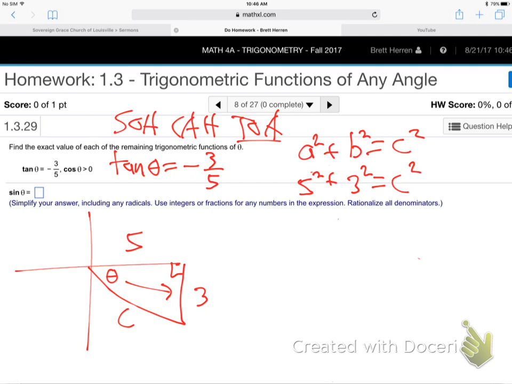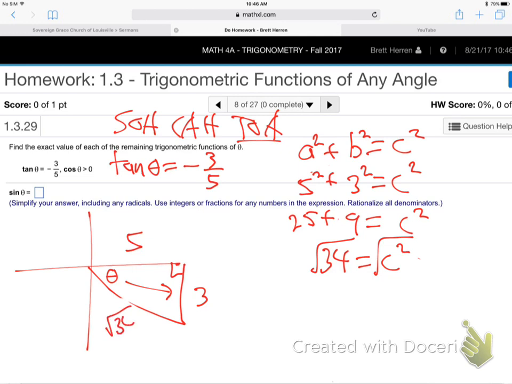Good. You guys with me? Got a minute and a half. We can finish this. Please finish one of the functions. That'll be good enough. 25 plus 9, c squared. So that 34 is c squared. Good to there. And then root it, right? So it's root 34. And that doesn't simplify. Just leave it root 34. That one doesn't clean up. Good to there.